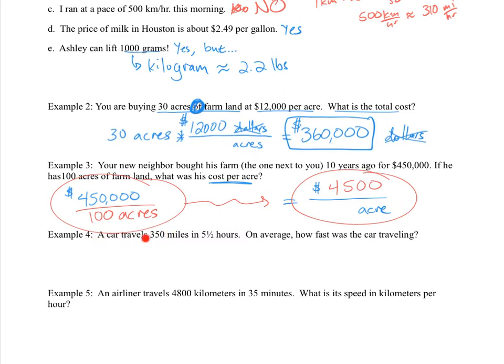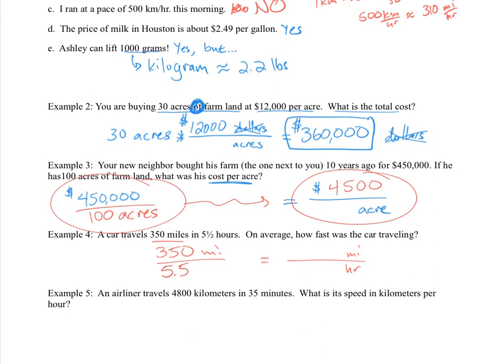Here, a car travels 350 miles in 5.5 hours. On average, how fast was the car traveling? This one's fun. How fast was the car traveling? Fast is what we would say a rate. And a rate means you have a fraction. So this would be miles per hour. We know we have 350 miles. And if we are trying to figure out miles per hour, we have to, as you can see here, divide by the number of hours.